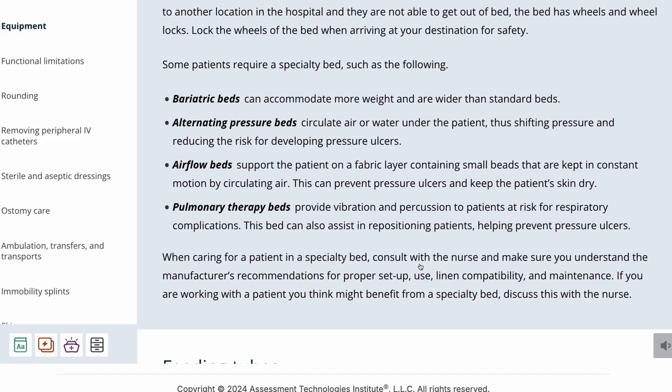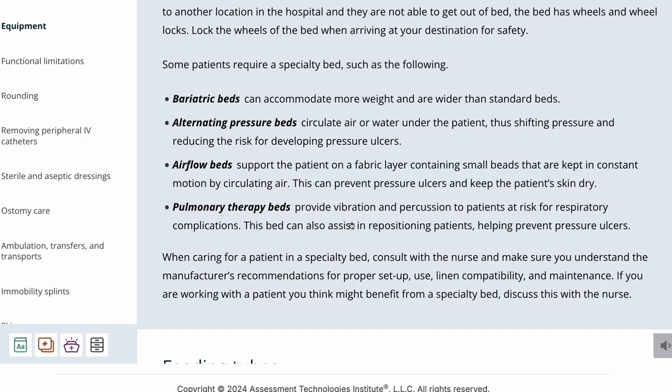And then you have a pulmonary therapy bed. Pulmonary means what? Lungs. Okay? So this is a bed that vibrates in the back of the chest and breaks up any type of pus or anything sitting in the lungs. Then it helps the patient breathe, and it also helps relieve pressure ulcers. It does a lot.